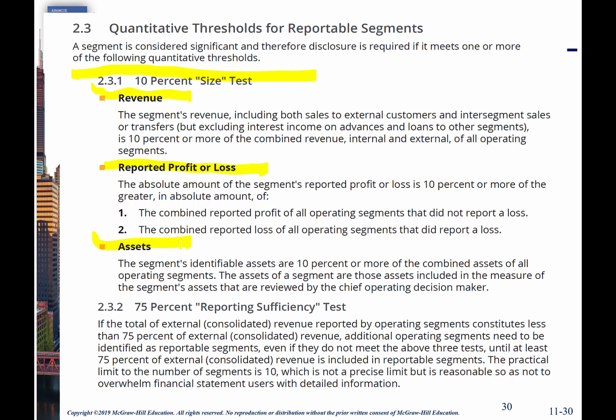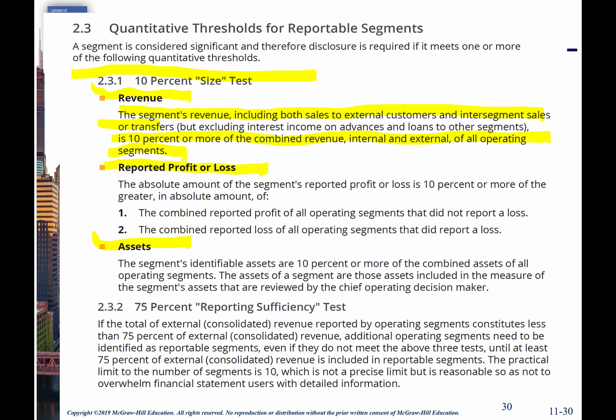It's any one of these. Okay, so if segment revenue, including both sales to external customers and inter-segment sales, is 10% or more of the combined revenue, internal and external, of all operating segments, then they have met the 10% test.